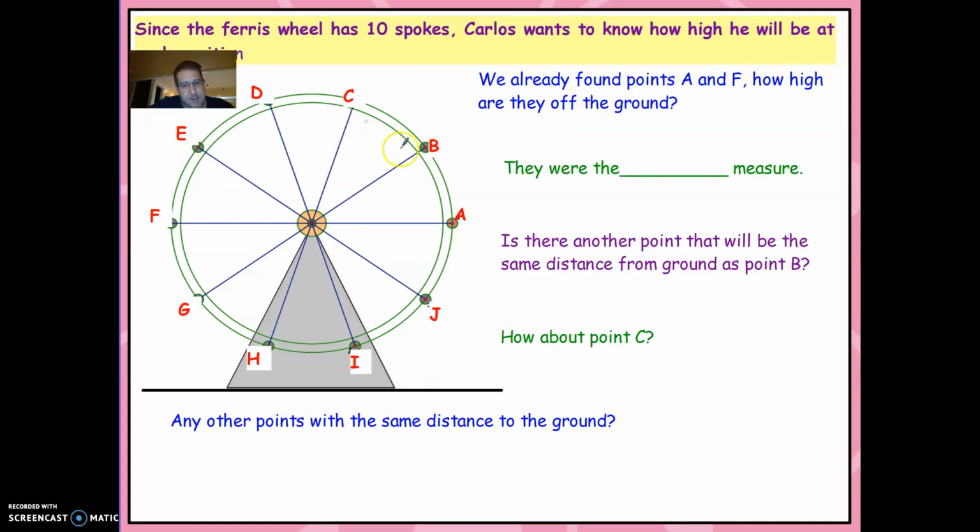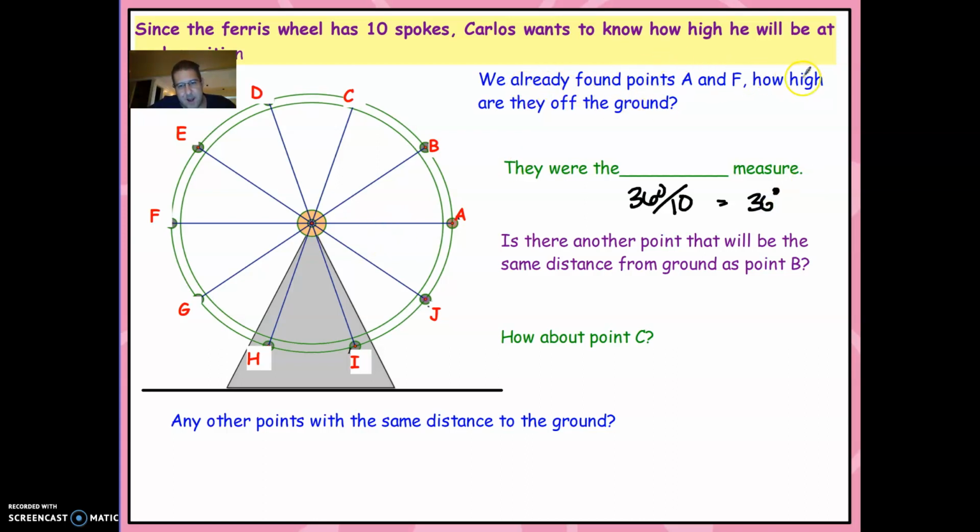All right, so same question. Since the Ferris wheel has 10 spokes, Carlos wants to know how high he'll be at each position. Well, if it has 10 spokes going all the way around, and we know a circle is 360 degrees, that means 360 degrees divided by 10 different spokes, because there's 1, 2, 3, 4, 5, 6, 7, 8, 9, 10 different pie pieces, if you want to look at it that way. That means that each one is going to be 36 degrees.